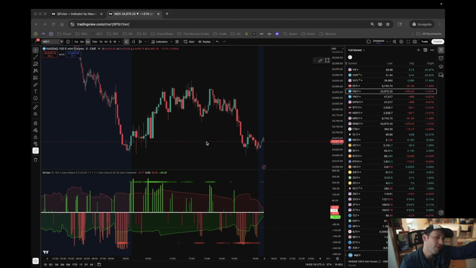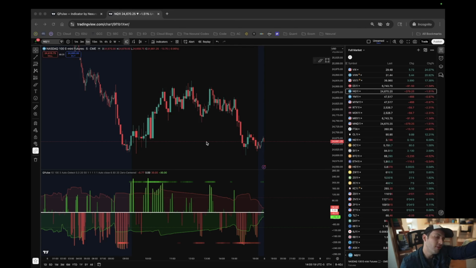Same thing here with the shorts. Was there a strong indication of shorts that were coming in? I didn't see it. I don't necessarily see it. I don't see it here either. I do see it here. I definitely see it off of this candle. Boom. Sometimes what will happen is, all right, the signal was back here.